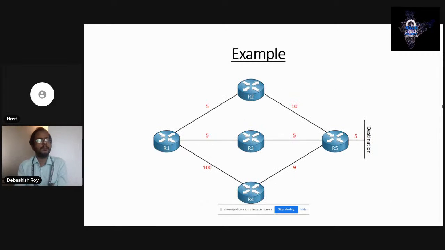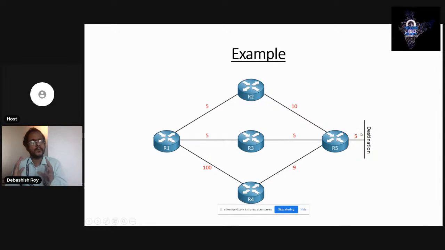Now, this is an example to understand that. See, there are R1, R2, R3, R4, and R5. These are the metric values: 5, 500, 9, 5, 10, and 5. This is your destination, and the metric from R5 to the destination is 5.